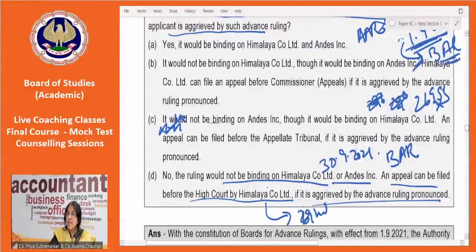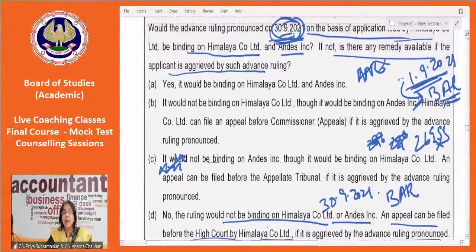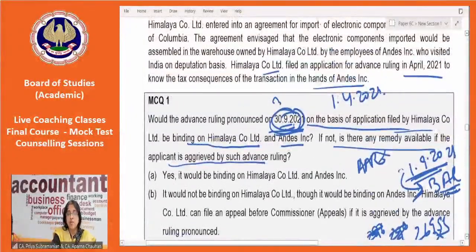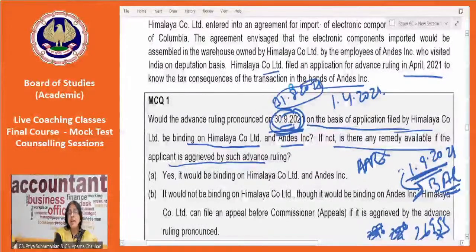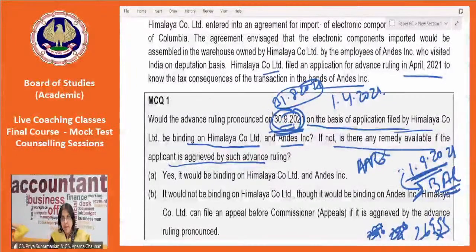But in the same question, instead of 3/9/2021, had the date been 31/8/2021, the answer would have changed, because on 31/8/2021 it would have been the Authority for Advance Ruling, and then it would have been binding. So you have to be very careful about the date which is given in the question. At the time of applying, it is applied to the AAR, but who has pronounced the ruling? It's the BAR which has pronounced it.